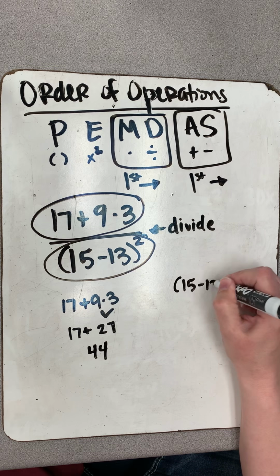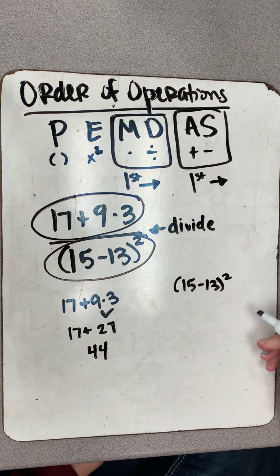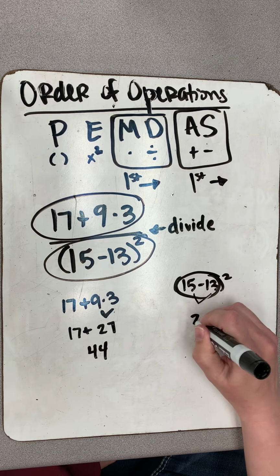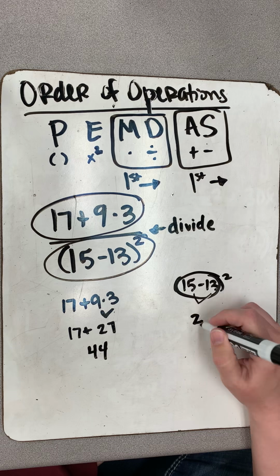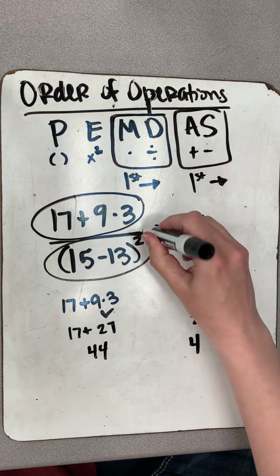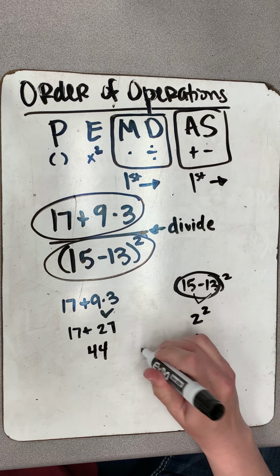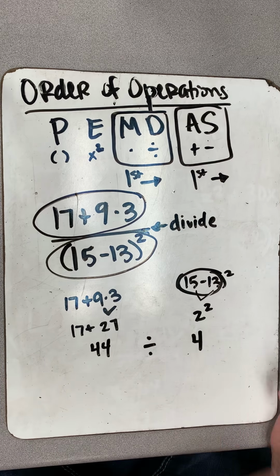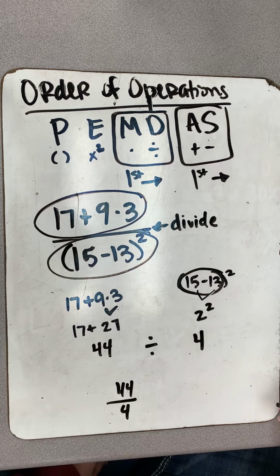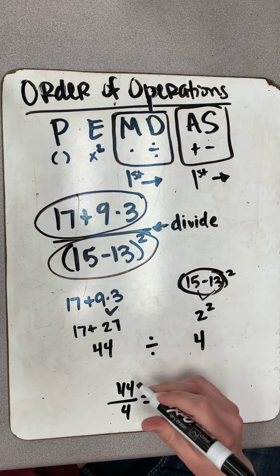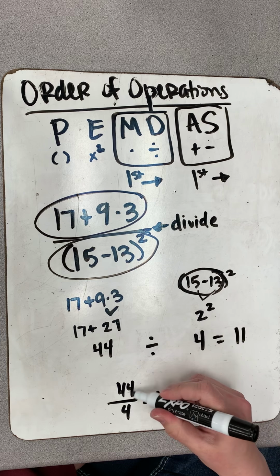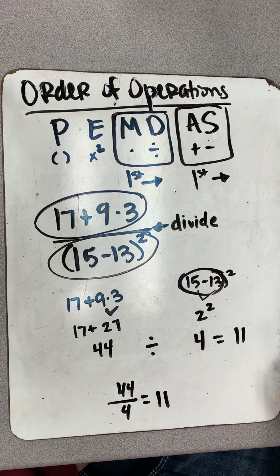Now I'm going to figure out my bottom. So 15 minus 13 squared. Order of operations says parentheses first. So inside these parentheses, 15 minus 13 is 2. I actually no longer need parentheses. 2 squared is 4. Do you see that? And then divide is what's happening between them. So I would say top divided by bottom, or I could even say 44 over 4 if I wanted to put it back up into this form. And I would get 11. Either way, 44 divided by 4 is 11, or 44 over 4 is also 11. So it works out either way.